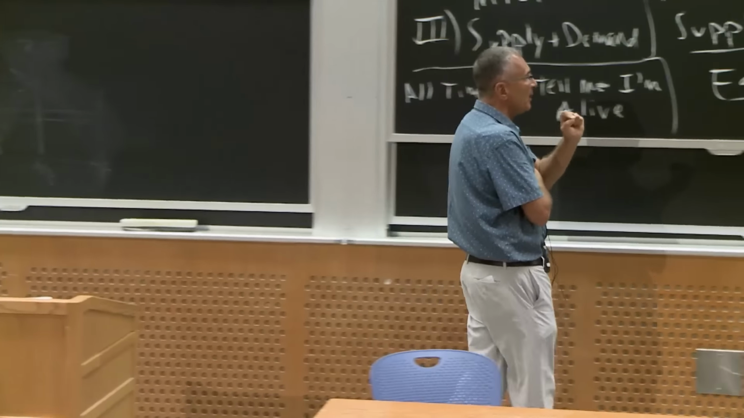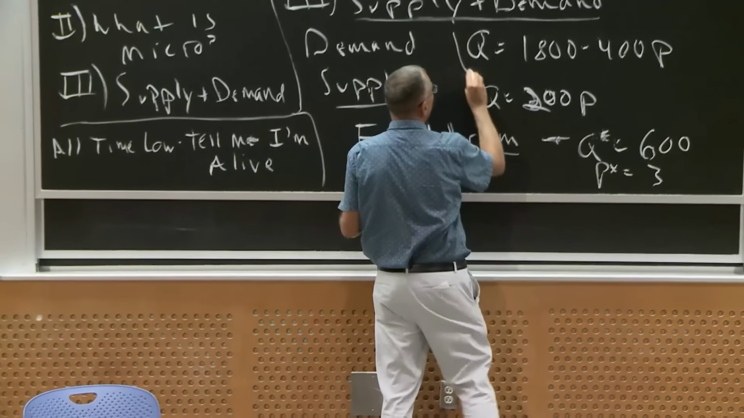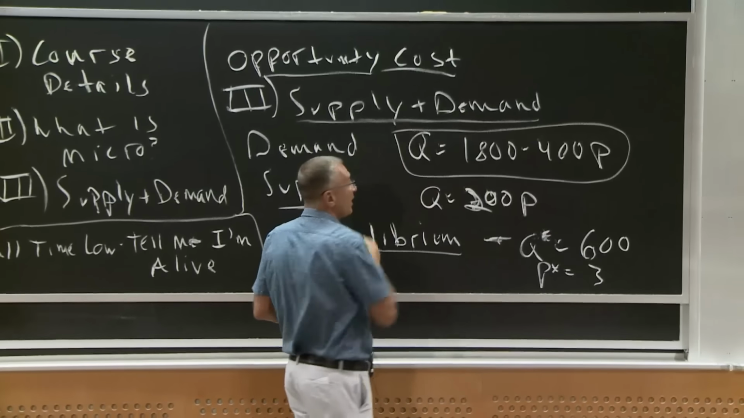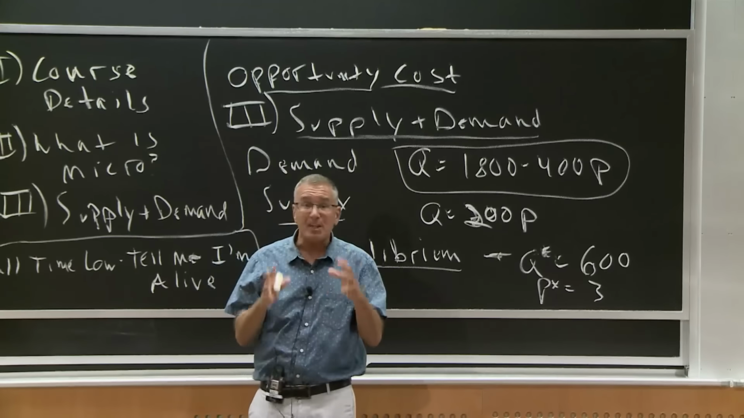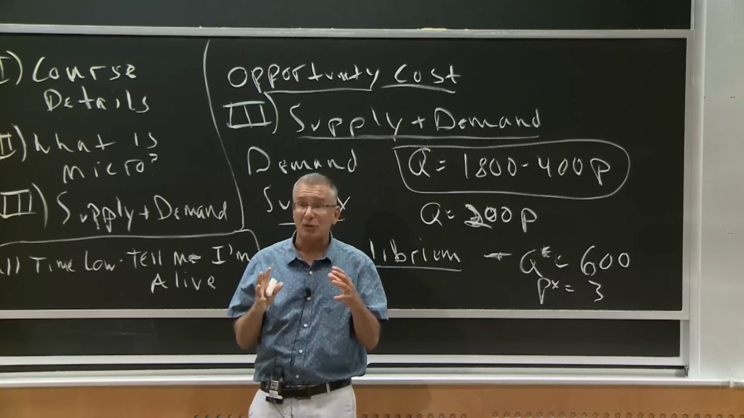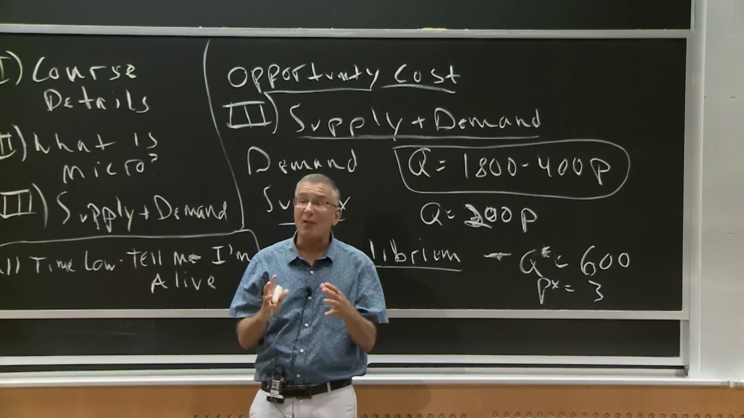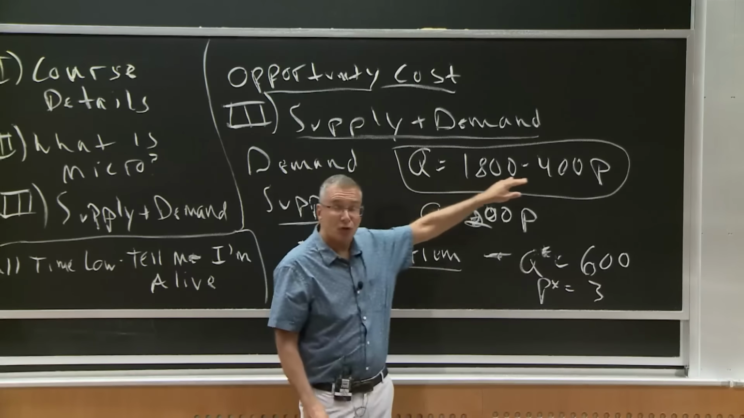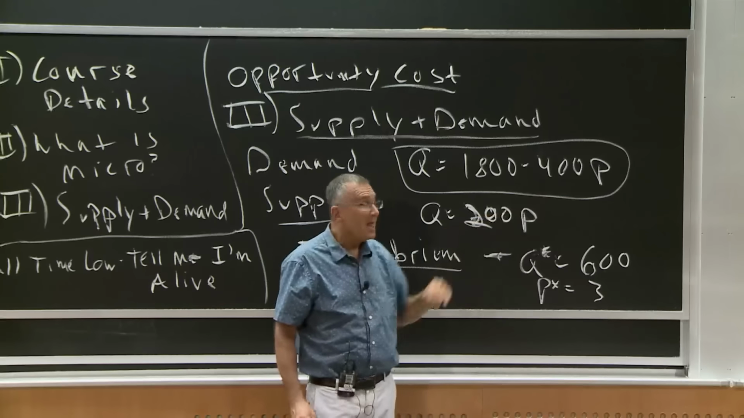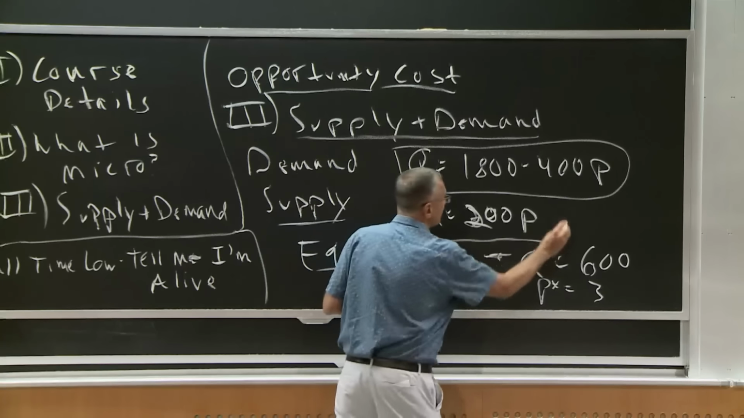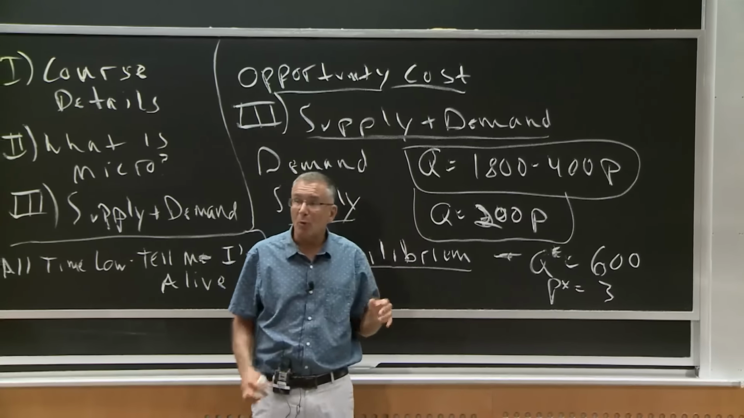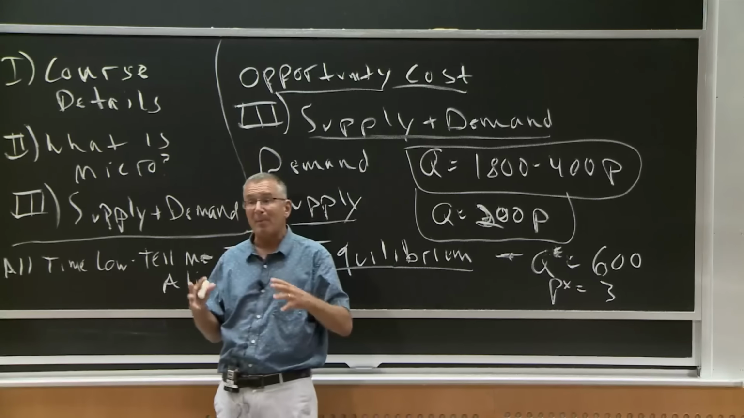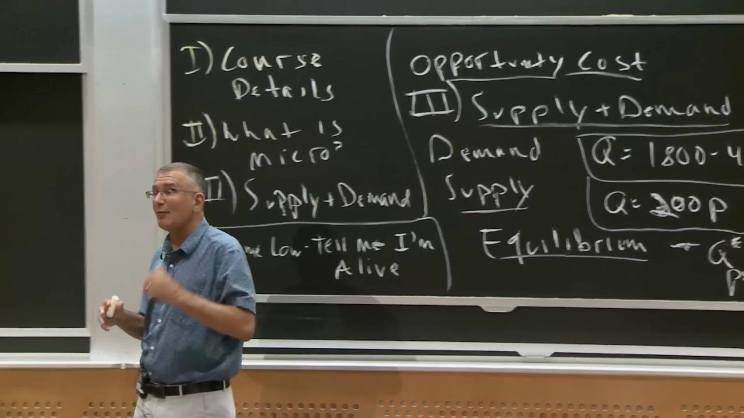The next 3 lectures are going to tell you where this equation comes from. We're going to start with the basic principles of people's preferences, really almost philosophical, and we're going to derive this curve. Then after that, the next 5 lectures will be deriving this curve. We'll start with the basic principles of how firms make decisions, and we'll derive the supply curve.